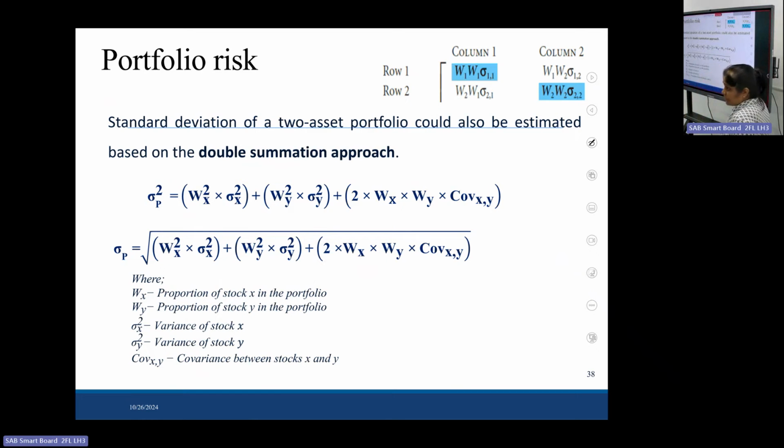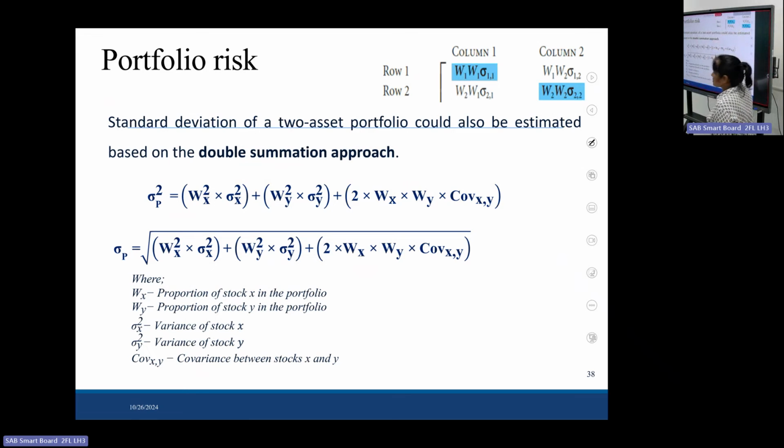So this is the double summation approach. This can be used when the number of assets is increasing in the portfolio. This is based on a matrix like this. Now in our discussion, we have only 2 assets. So this is a 2 by 2 matrix, 2 columns, 2 rows. These are not relevant to the exam, just for your understanding.